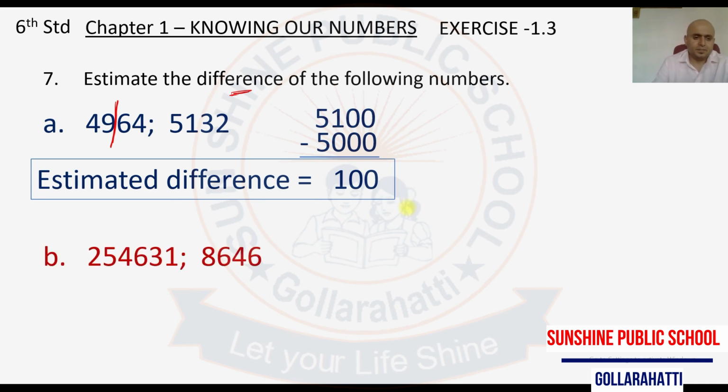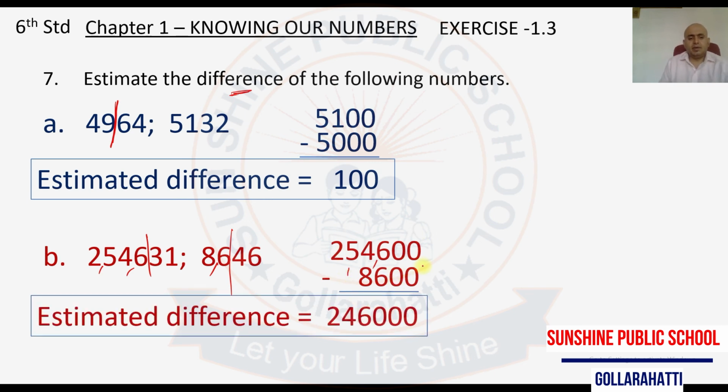Let's see the next question. 2,54,631 and 8,646. If you take the estimated value, that is 2,54,600, we have rounded off to 100. Here if you round off to the nearest 100, it becomes 8,600. So if you subtract, the estimated difference will be 2,46,000.